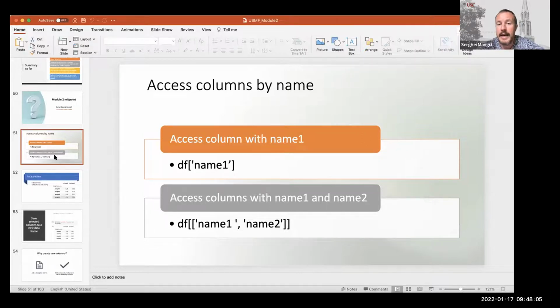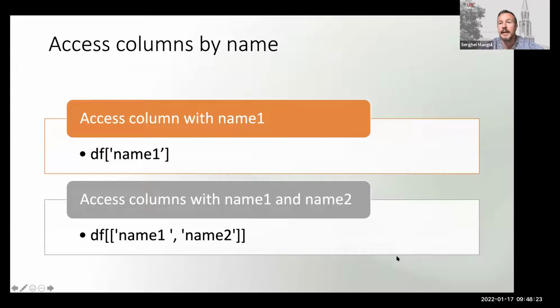What is nice is that you can access the columns by name, right? Remember, every column has a name, so you can access it by name. All you need to do is say the name of the data frame, in this case df. So you say df, we'll make it full screen, and the name of the column, okay? Like this. And remember, the name of the column is a string, so you need to put it in single quotes.